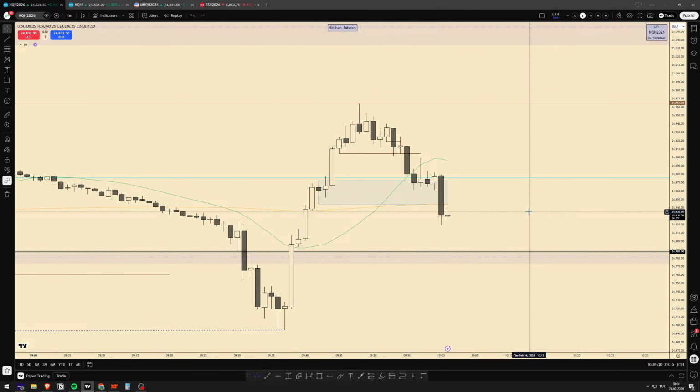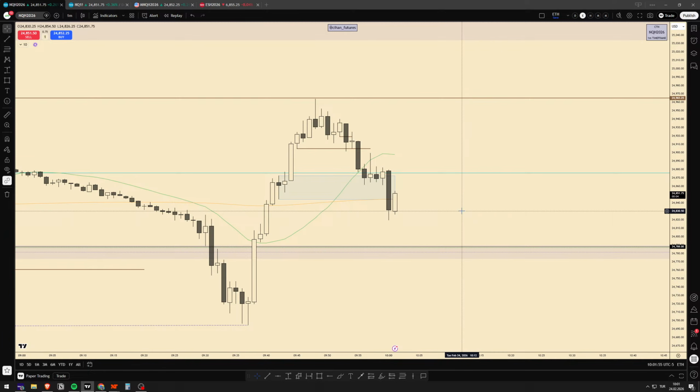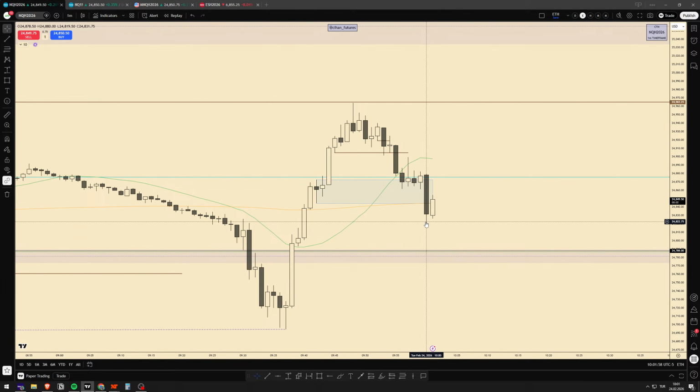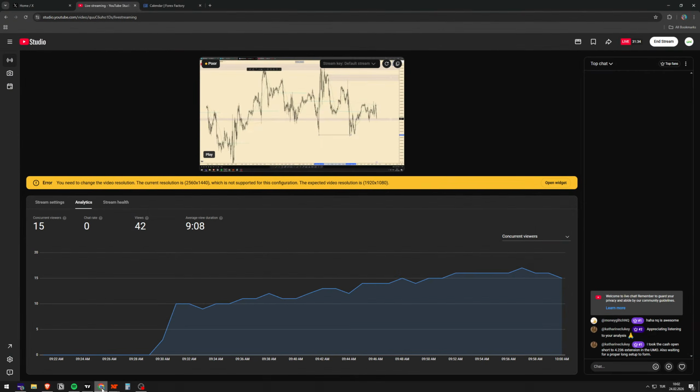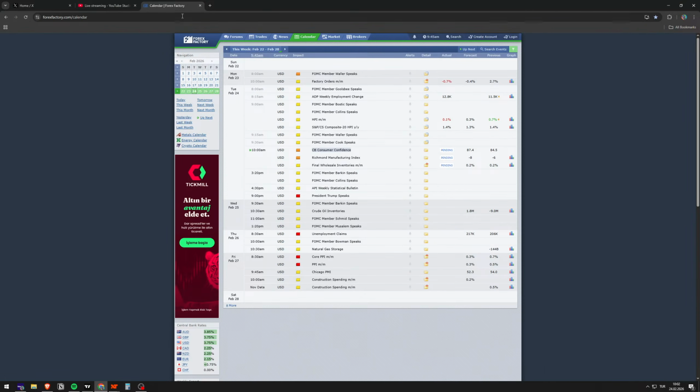It seems like I will be waiting a little more without any setups. I kind of feel like I should wait for this orange news too.